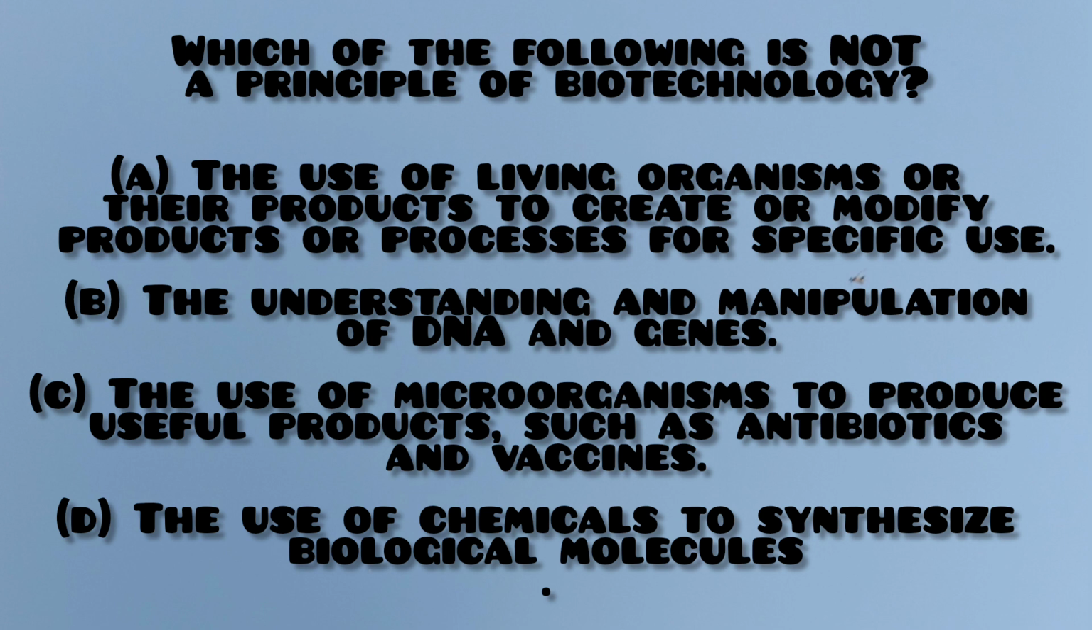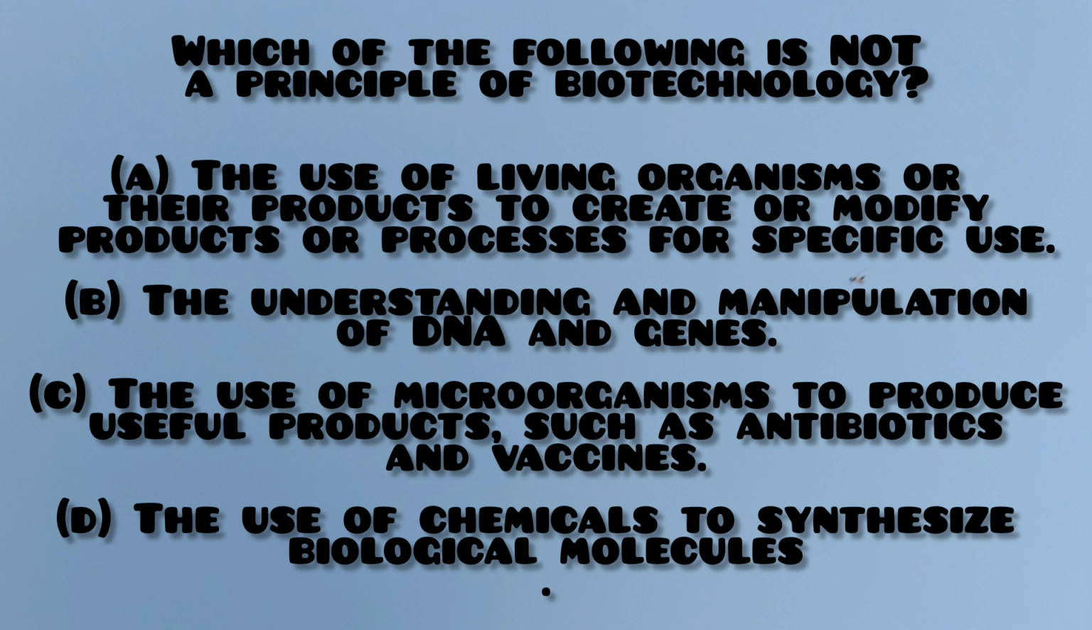So here is our first question. Which of the following is not a principle of biotechnology? Option A, the use of living organisms or their products to create or modify products or processes for specific use. Option B, the understanding and manipulation of DNA and genes. Option C, the use of microorganisms to produce useful products such as antibiotics and vaccines. Option D, the use of chemicals to synthesize biological molecules.